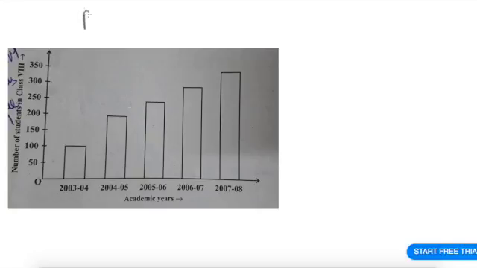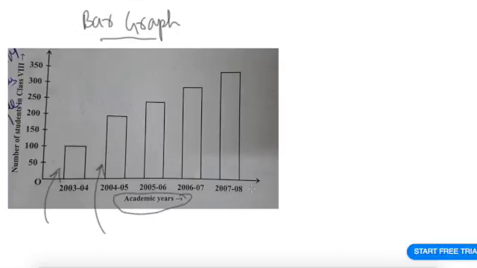Now what we see here is called a bar graph. Now what actually is a bar graph? Why do you call it a bar graph? This is nothing but a bar. This is nothing but a bar. Now what you essentially see are academic years on the x-axis, and on the y-axis what you see are the number of students in class 8th.